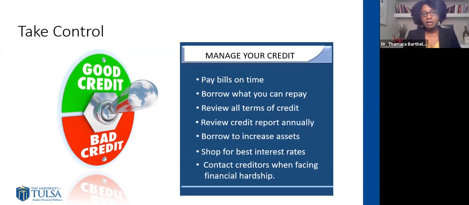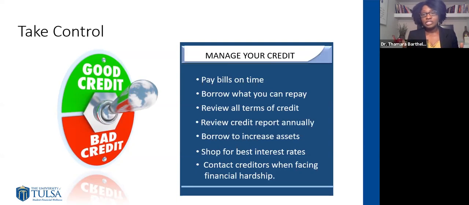And also borrow to increase assets. And that is another lesson that I will actually teach. What I mean by that is whenever you borrow, you're borrowing to actually make your life better. For example, you're buying a vehicle. If you have a vehicle, then you can maneuver, you can have a job, and you'll be able to keep the job because you don't have to worry about city transportation.